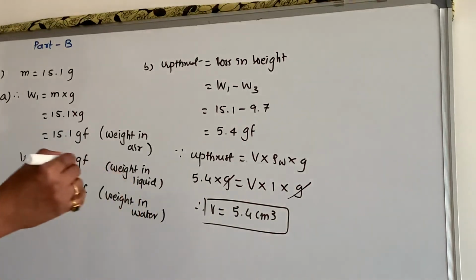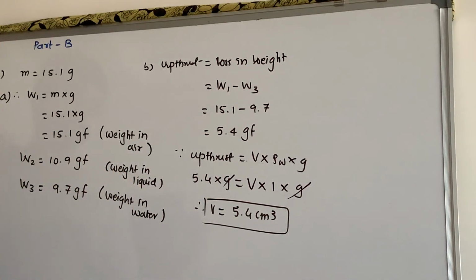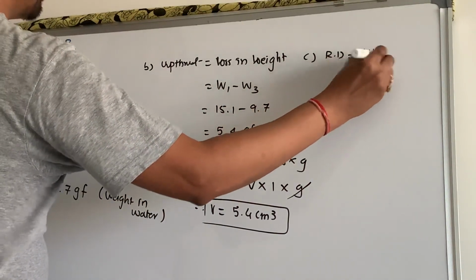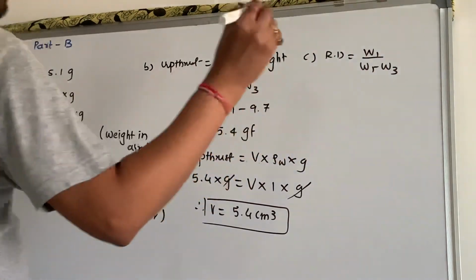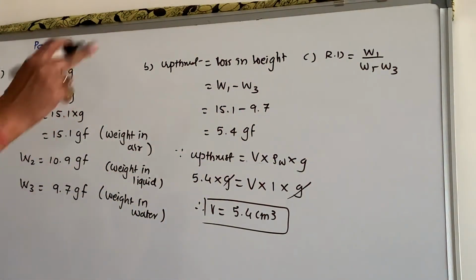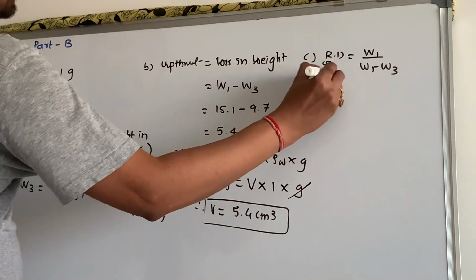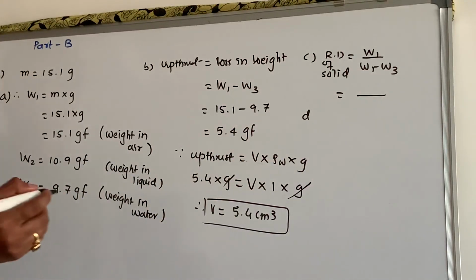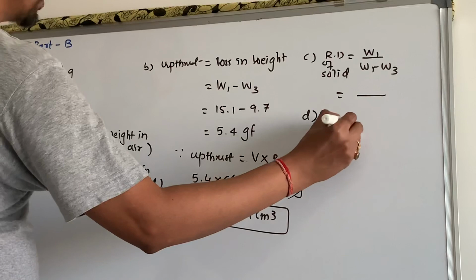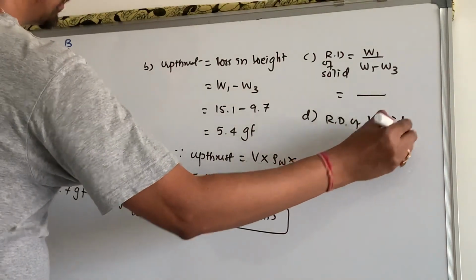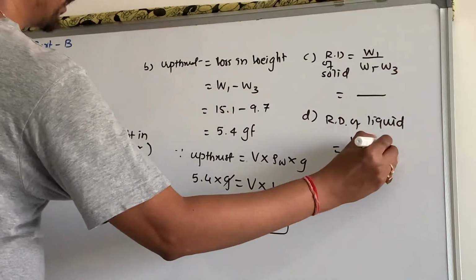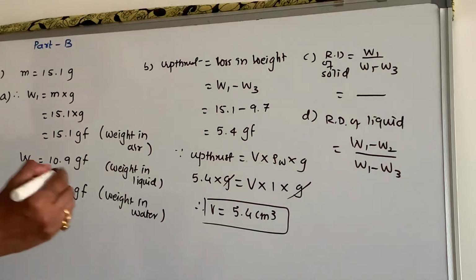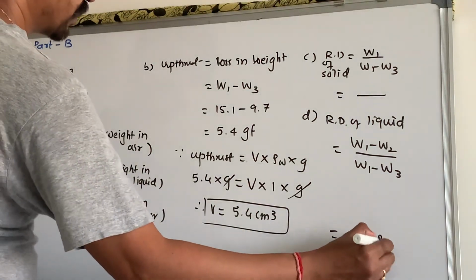This is the second part. Now RD of solid they want. So RD of solid is what? RD is equal to W1 upon W1 minus W3. But why W3? Because weight in water. That is RD of solid. Now we will get some value. Then D part, what is the RD of liquid? So your RD of liquid is equal to W1 minus W2 upon W1 minus W3. You substitute the value, you get the final answer as 0.78.